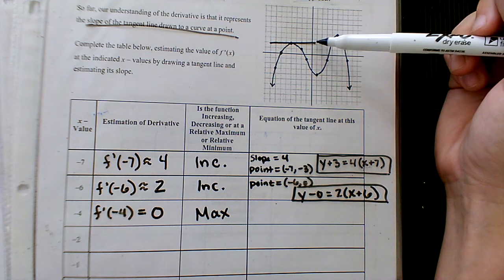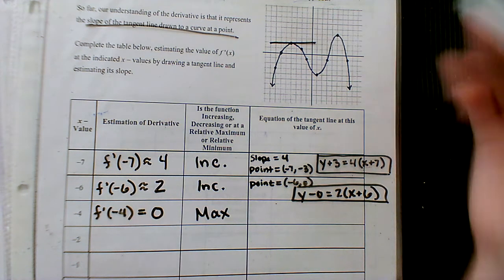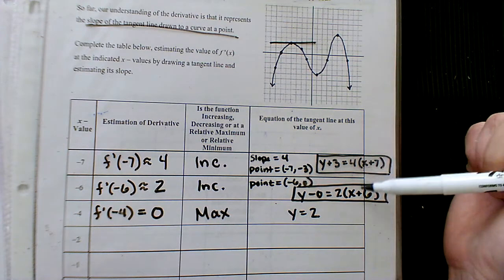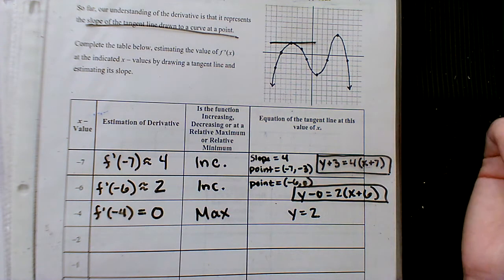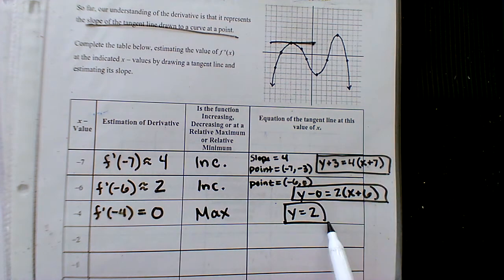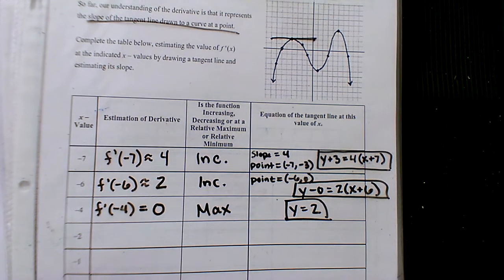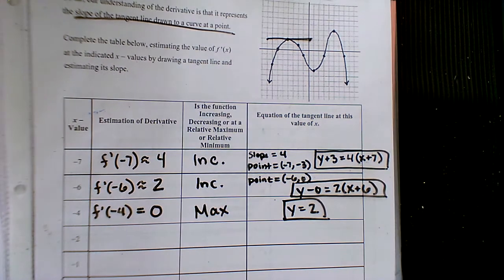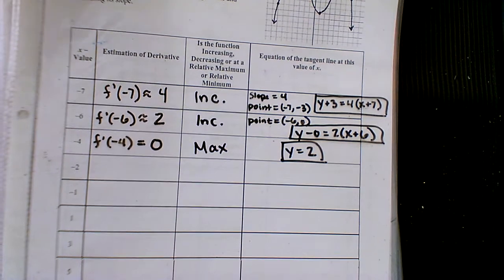Most of us might be able to go straight to y equals 2, because that's the height of the line. But if you want to actually go through right point slope form, that's okay as well. Okay, horizontal line at the height of 2. That would be fine. Do you guys think you can try the rest of them? Yeah. Remember, they might be estimates, so your slope might be different from your neighbor's.